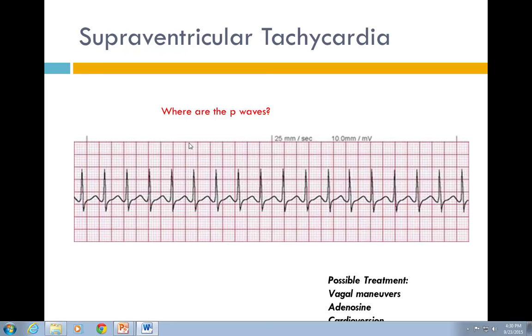So for this type of patient, we need to slow this rhythm down so we can see what the underlying rhythm is, because we can't even see. We don't know if they're in AFib. We don't know if they're actually just in a sinus rhythm that's gone fast.